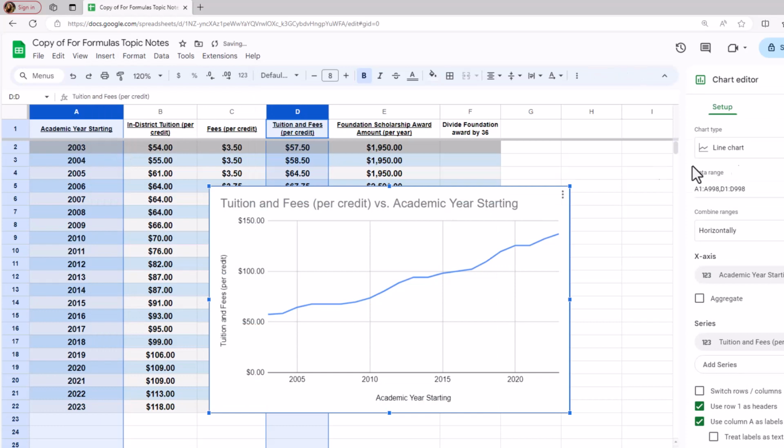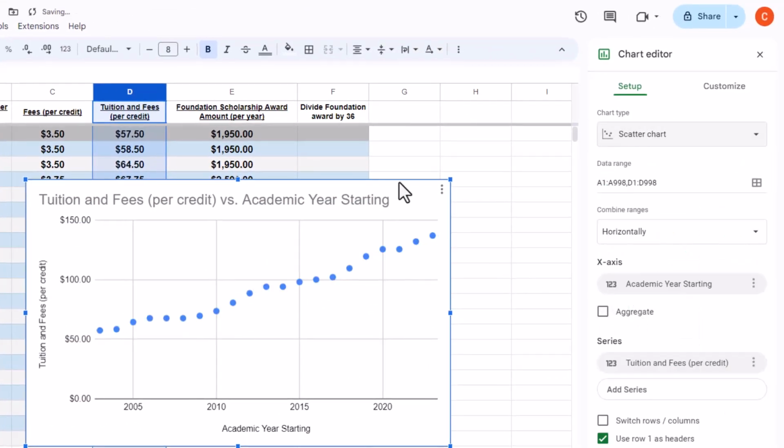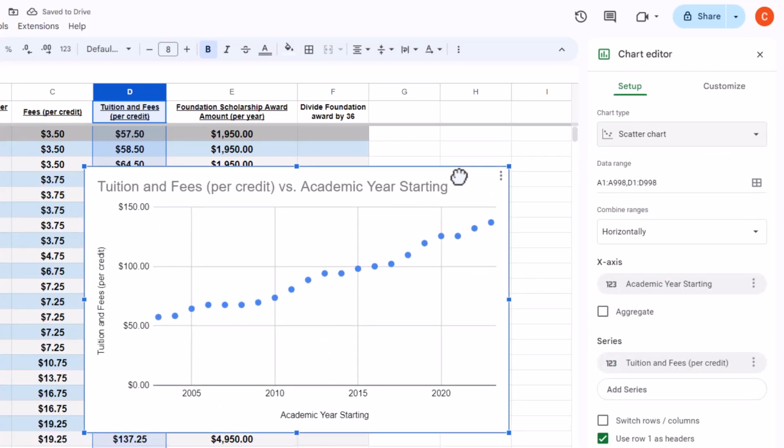So we do A and D, make a scatter plot, insert chart. Is it going to learn? Nope. Scatter plot. There we go. Beautiful. Oh, that looks an awful lot like the one we had before. And that actually makes sense. The fees are a little tiny chunk of the tuition. So I do believe that this is linear enough to add a trend line to.